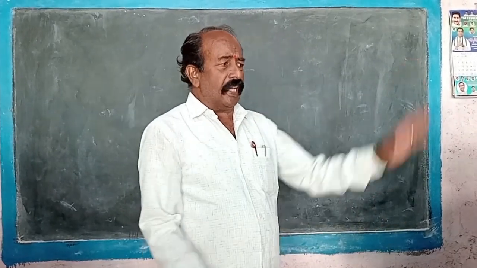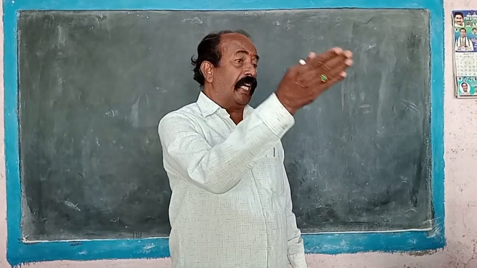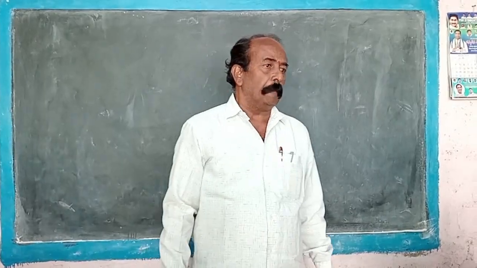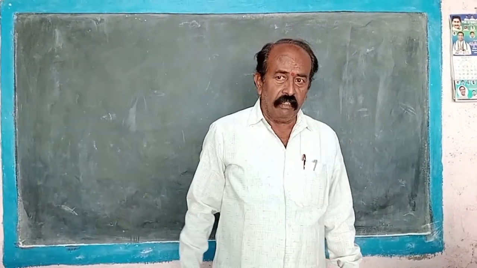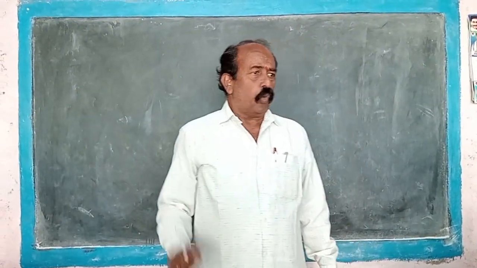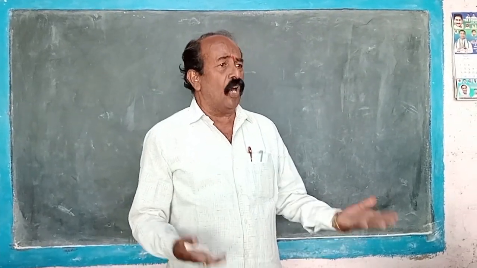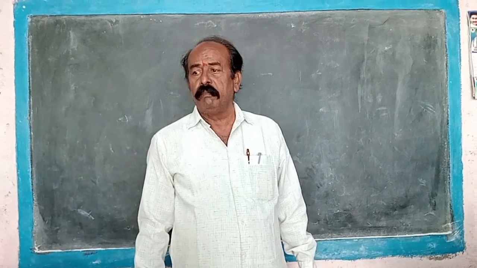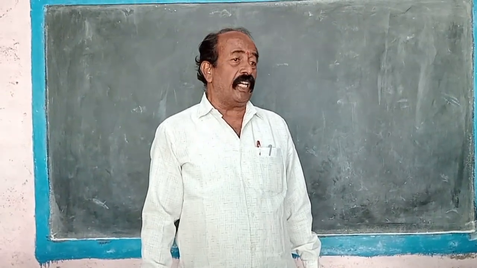If you want to increase the taste of a food material, which ingredient can we add to the food material? ఆహార పదార్థాల యొక్క రుచిని పెంచడానికి ఏ పదార్థాన్ని కూరలకు అన్నానికి కలుపుతాం? Say loud. Salt is added. Salt is added to increase the taste of the food material.